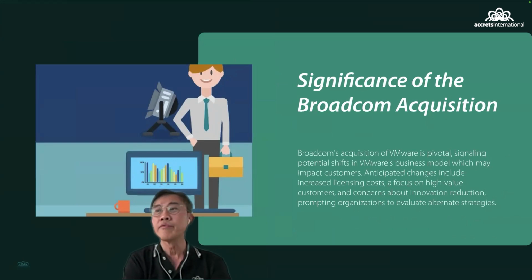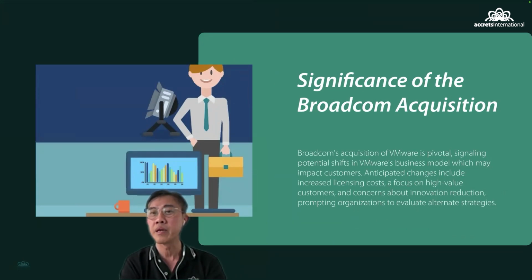We were aware of the VMware acquisition since last year, December. I think it was in November. But nothing was announced until earlier part of this year, which is April. We realized that the acquisition significantly put a big burden on organizations using VMware. There are three key points which I will highlight later.